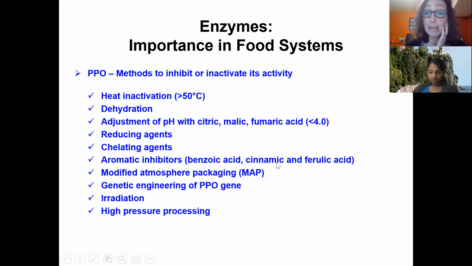Aromatic inhibitors act as competitive inhibitors, for example benzoic acid, cinnamic, ferulic. They can bind to polyphenol oxidase instead of binding to the phenol substrate, so they inhibit the reaction by being competitive inhibitors. Modified atmospheric packaging, where you change the atmosphere from being high in oxygen to low in oxygen and maybe high in argon. I'll give you an example here in a minute. Genetic engineering of the PPO gene would result in reduced production of PPO in the crop or in the fruit or vegetable. Irradiation and high pressure processing.